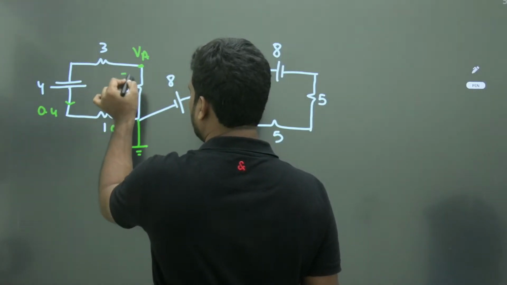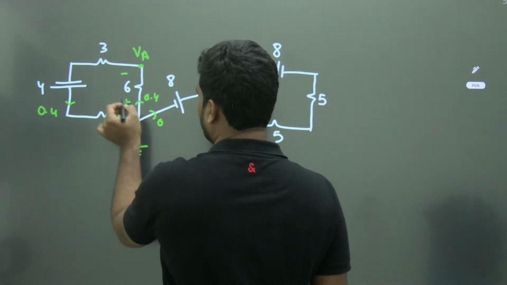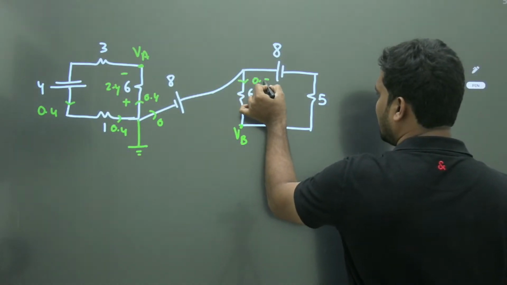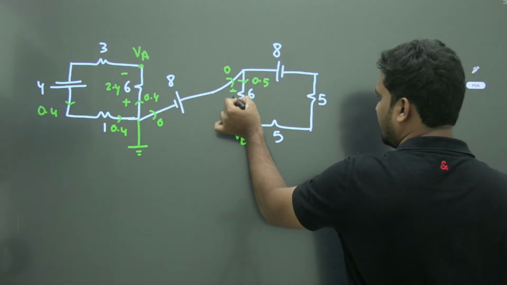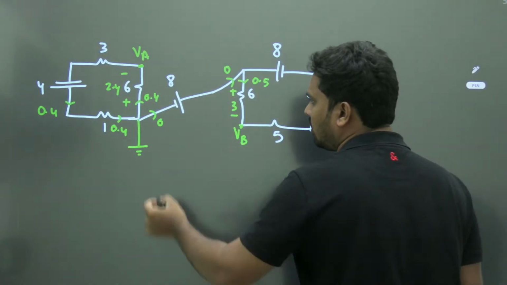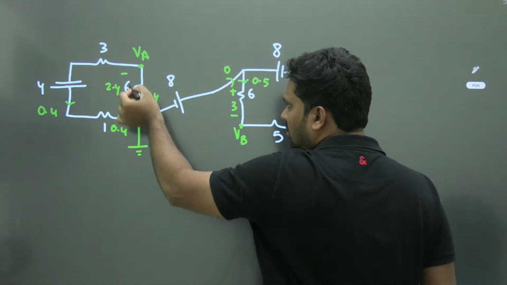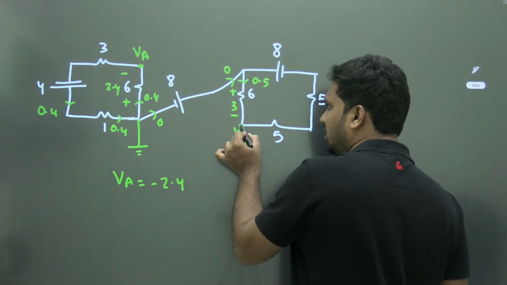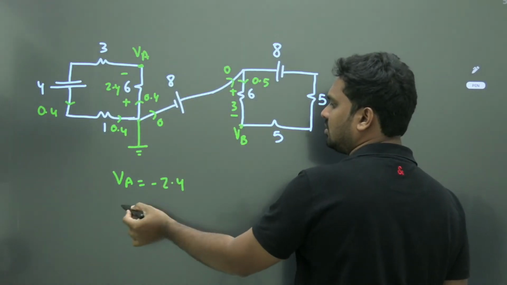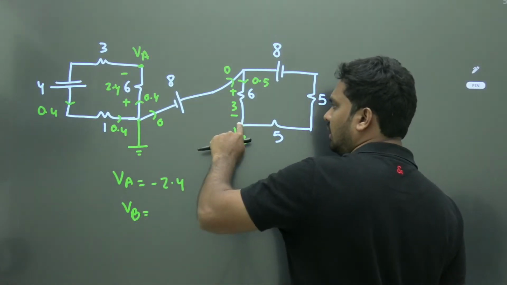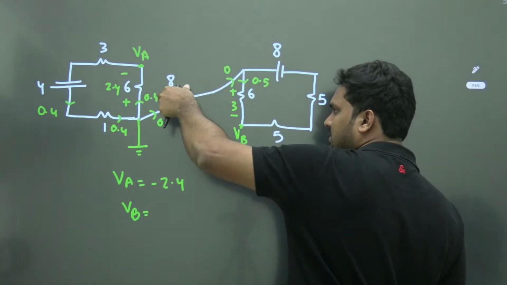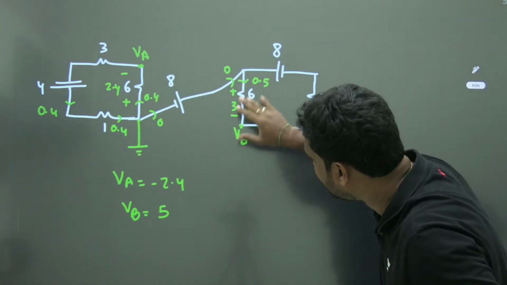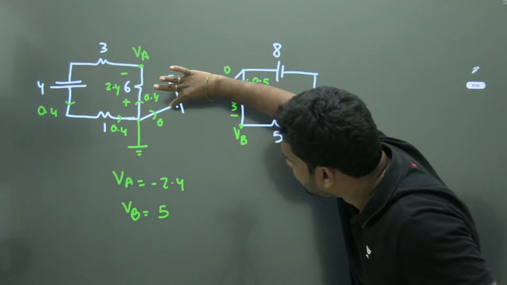0.4, and this will be 0.4 to 0.4. Okay, here 0.5 is coming, and we already calculated that as 3. So what is VA between ground and VA? What is the voltage? Minus 2.4. Between VB and ground, what is the voltage? Negative to positive, so this minus 3 plus 8, which is 5. Understand? If you have doubt, VB equals this plus this, that is minus 3 plus 8.